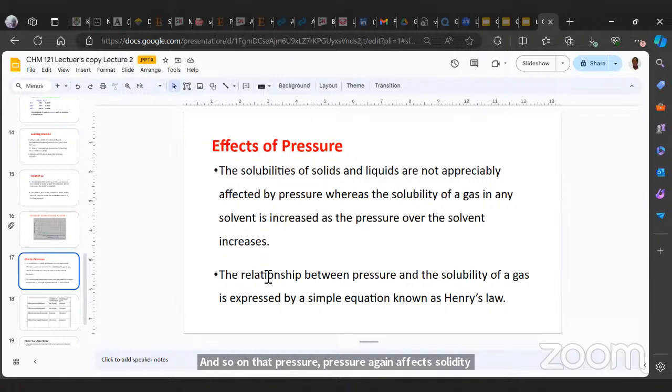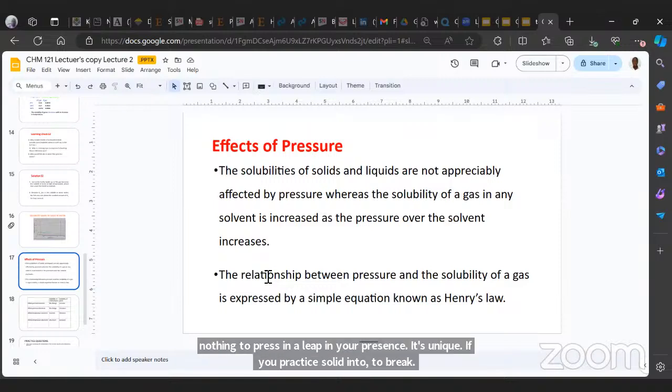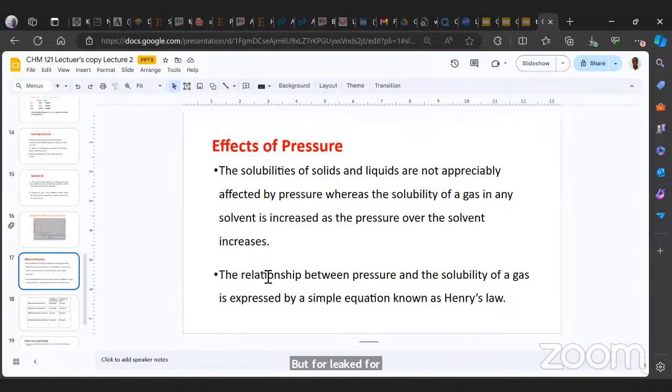Pressure has no effect on liquids and solids, but it has a lot of effect on gases. There's nothing to press in a liquid. If you press it, it will leak. If you press a solid, it will break. But for gases, if you press it, you are forcing the gas to enter into the other phase, and so solubility increases. So pressure affects the solubility of a gas.